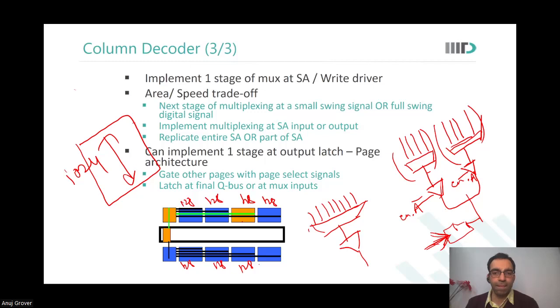So it seems that the intuition is similar to a mux. In this case, the output latch of each page is where the multiplexing is happening. Which page's output is to be selected? So the output latch after the sense amplifier is what is being multiplexed.